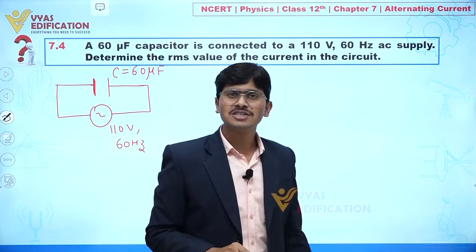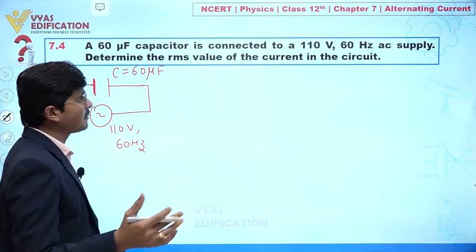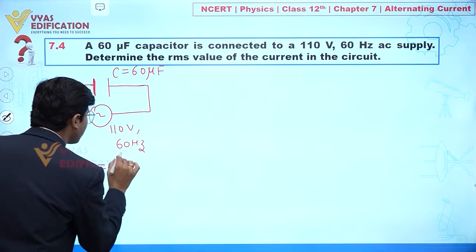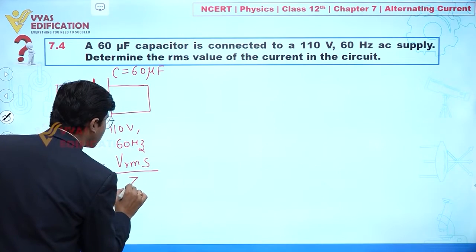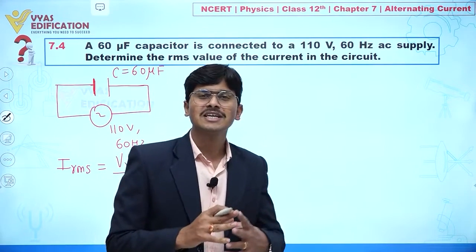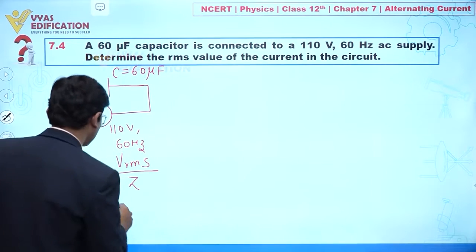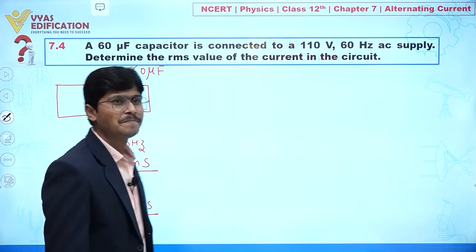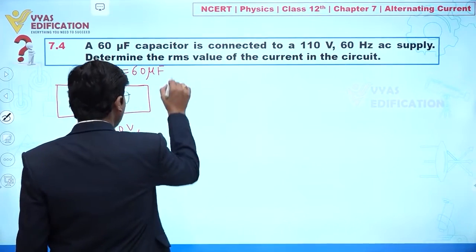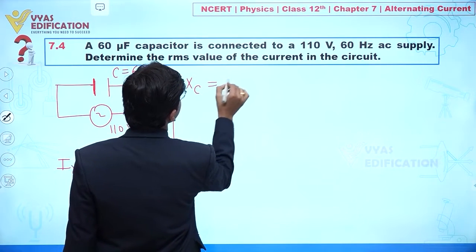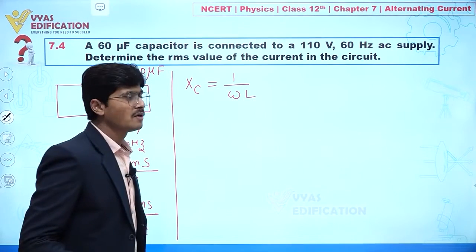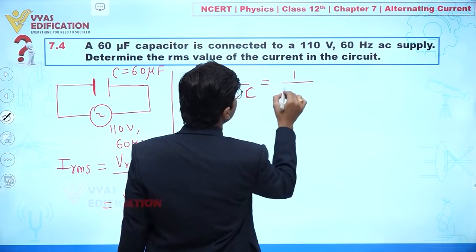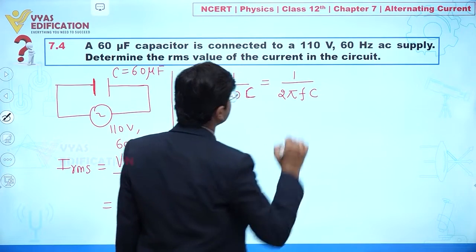My objective in this question is to calculate the value of RMS current, that is IRMS. IRMS is given by one formula: VRMS divided by the total impedance of this circuit. In this circuit we have only a capacitor, so this is equal to VRMS divided by XC. First we will calculate the value of XC. XC is given by 1 upon omega C, and omega is 2 pi f, so 1 upon 2 pi f C.